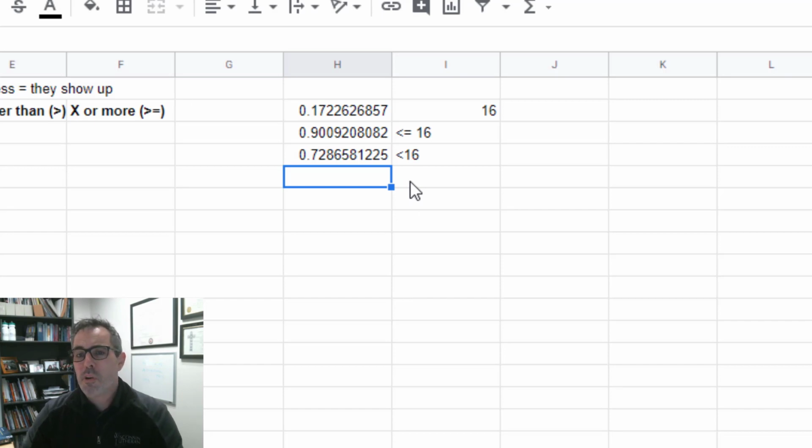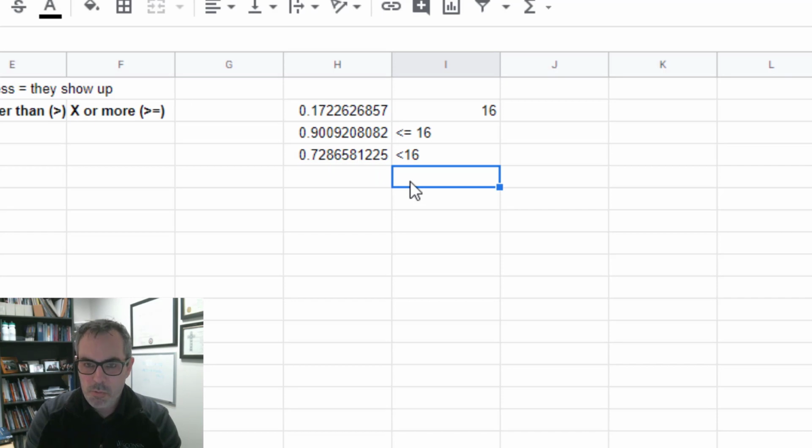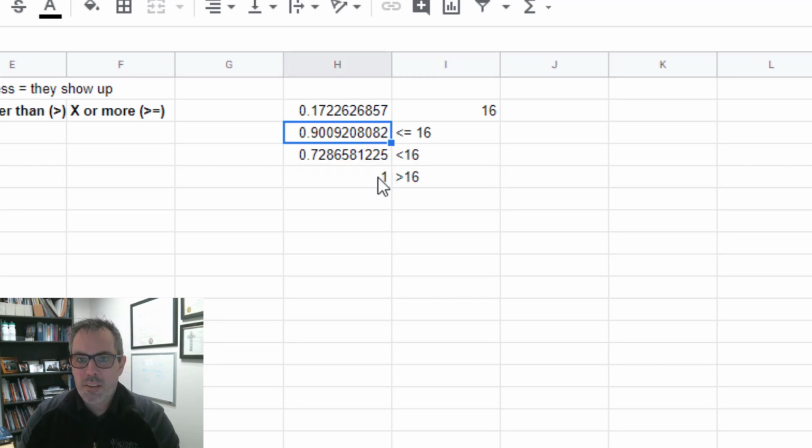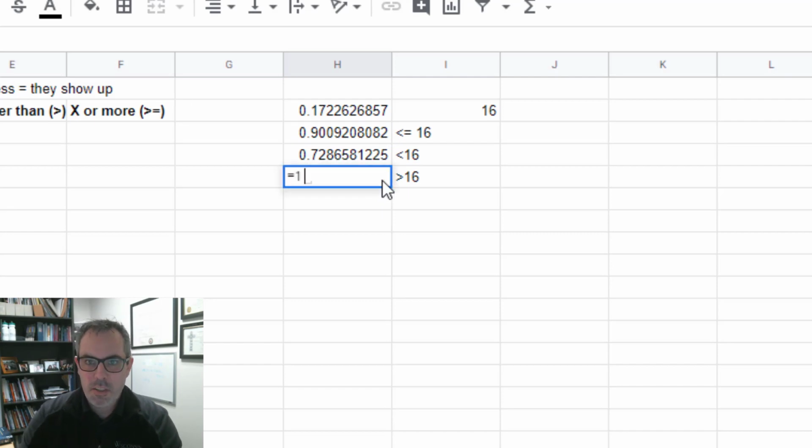What if I want to know greater than 16 or greater than or equal to 16? Greater than 16 is really 1 minus less than or equal to 16. So if I subtract this, there's an 82% chance that it's more than 16. Oops, I've subtracted the wrong one.